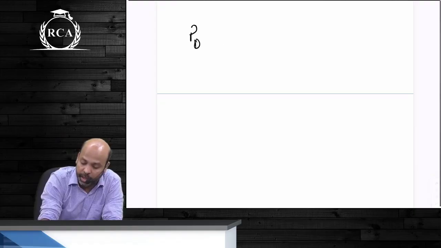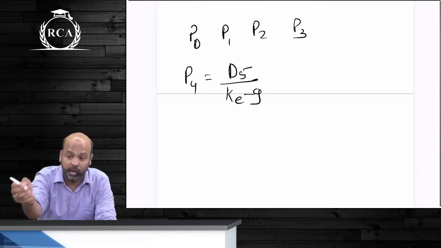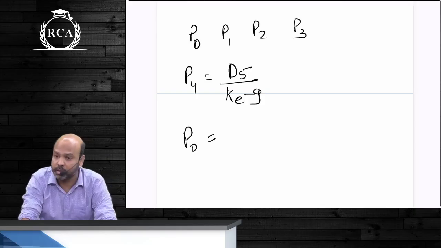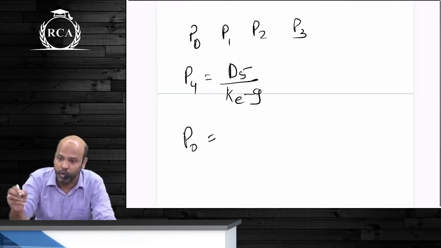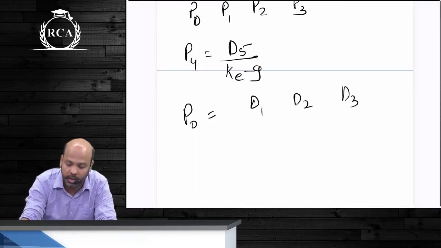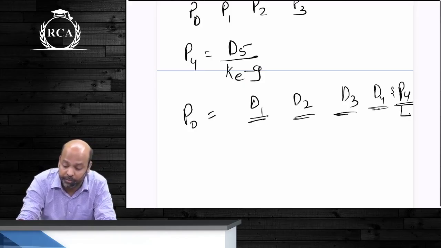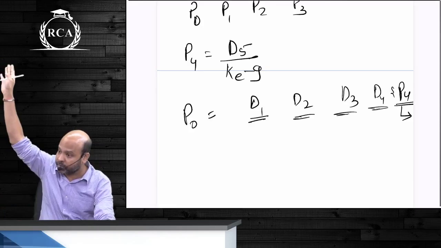So here beta, I cannot write P naught, I cannot write P1, P2, P3. What can I start with? P4 will be equal to what? But sir, the requirement is P naught. Once you compute P4, you know that you did not include D1, D2, D3, D4. Compute the present value of D1, D2, D3, D4 and P4. P4 will take care of dividends from the 5th year.